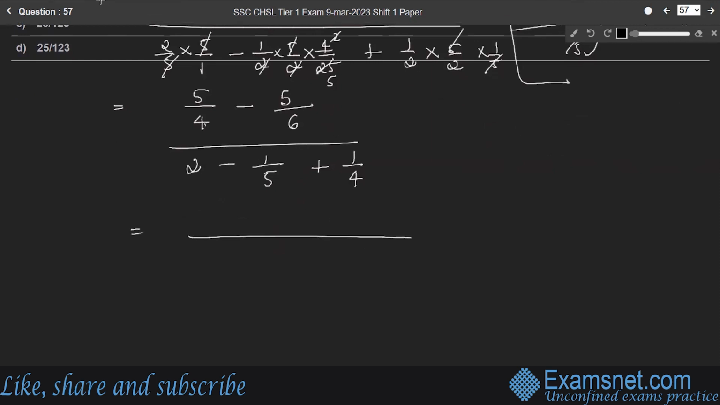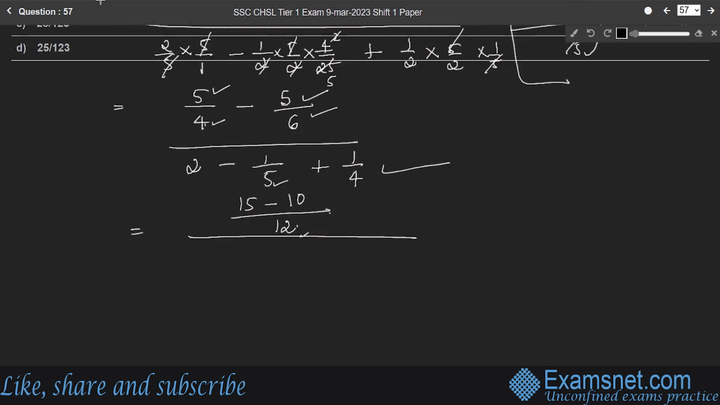So consider the numerator part. In which take the LCM of the denominator. So 6 into 4, or directly 6 into 2 is 12. 12 is the LCM, right? So 4 into 3, therefore 5 into 3. So 15 minus 6 into 2 is 12. Therefore 5 into 2.